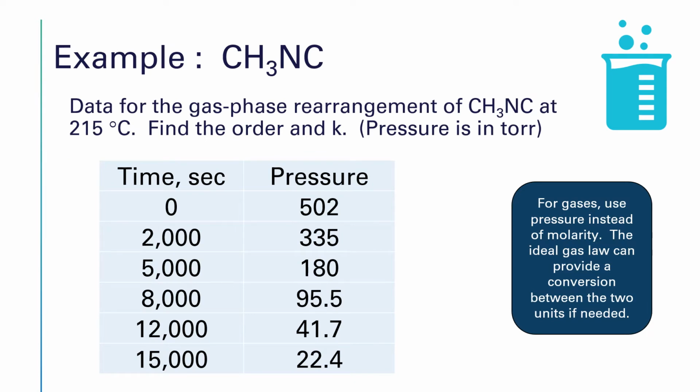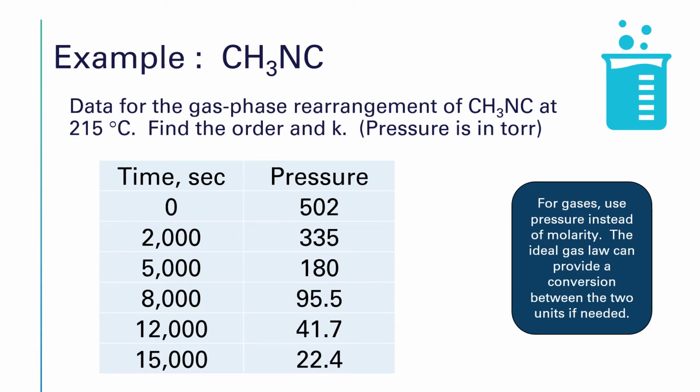In this example, we are given data for a chemical reaction for the isomerization of CH3NC, and if you look at this data table, notice that it's quite a bit different than the method of initial rates data. We are given two columns of data. The first column is time, not the experiment number, but time, and the second column is pressure.